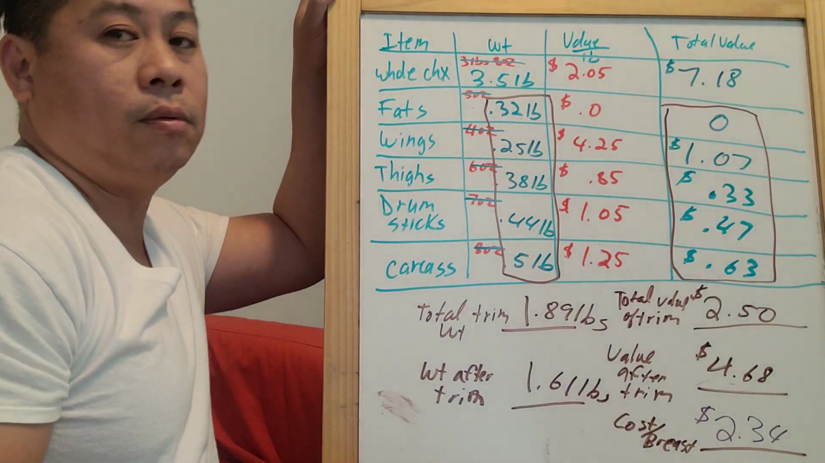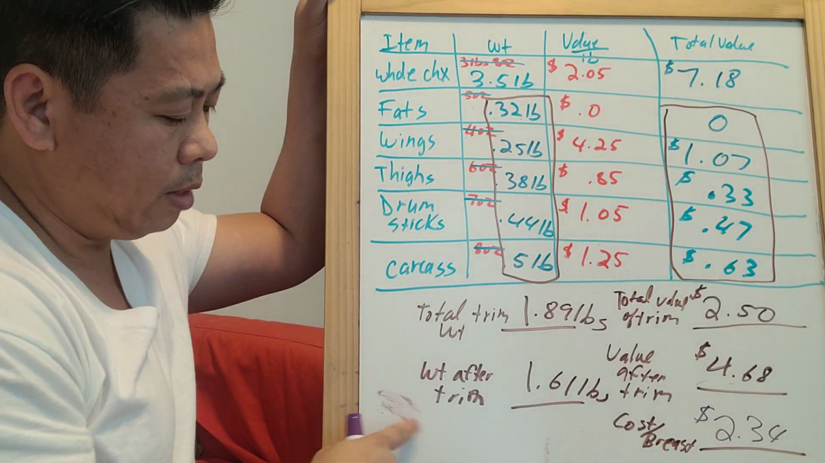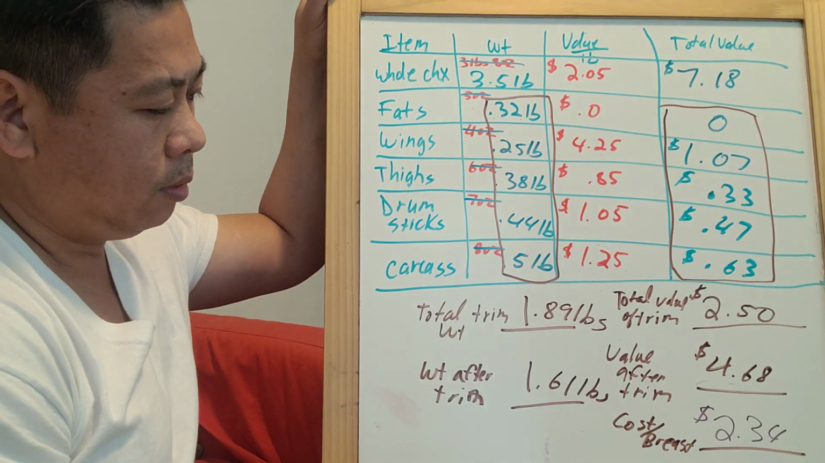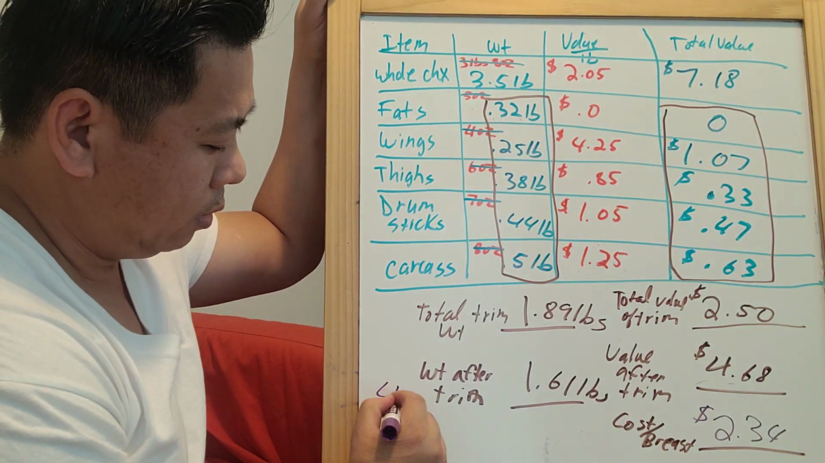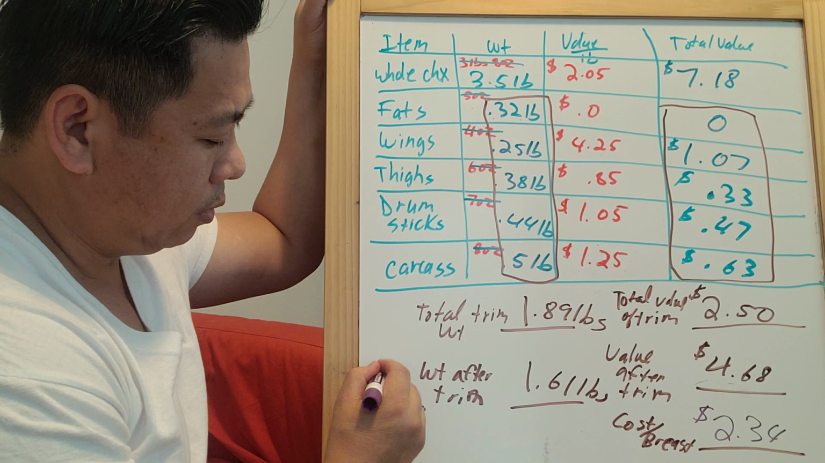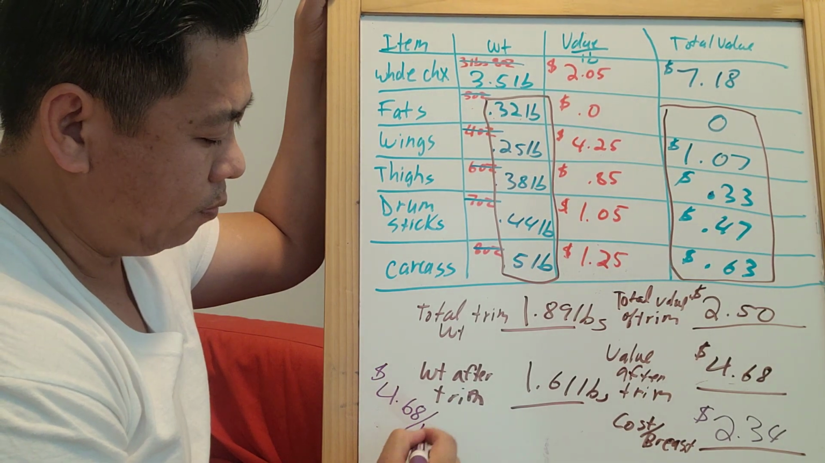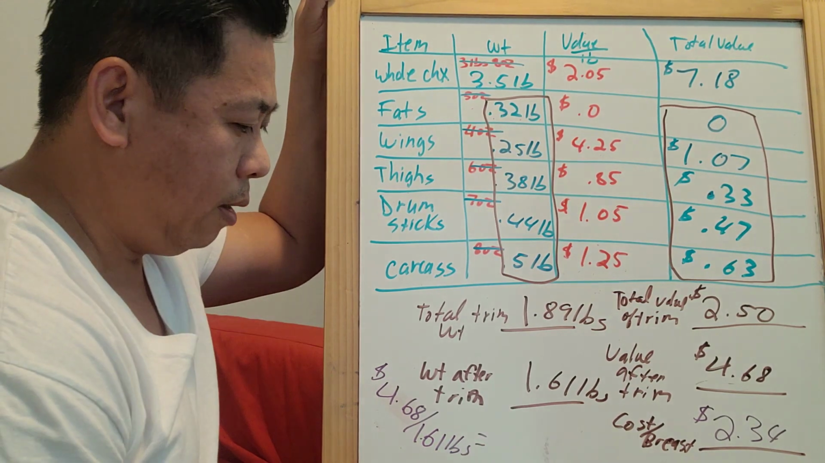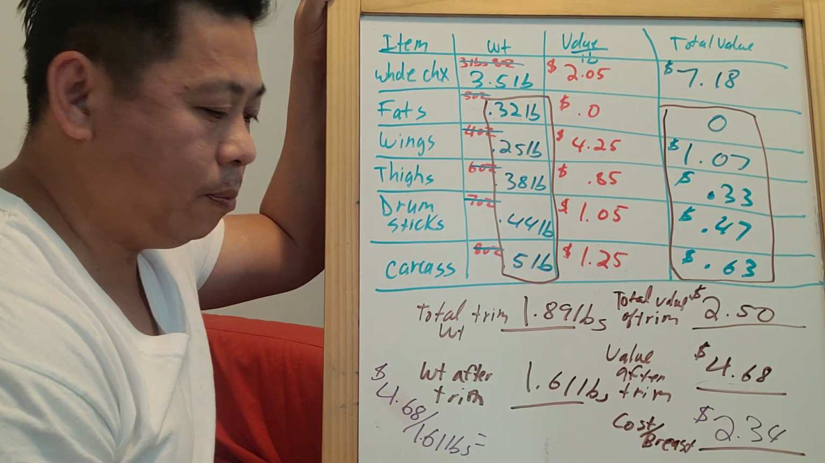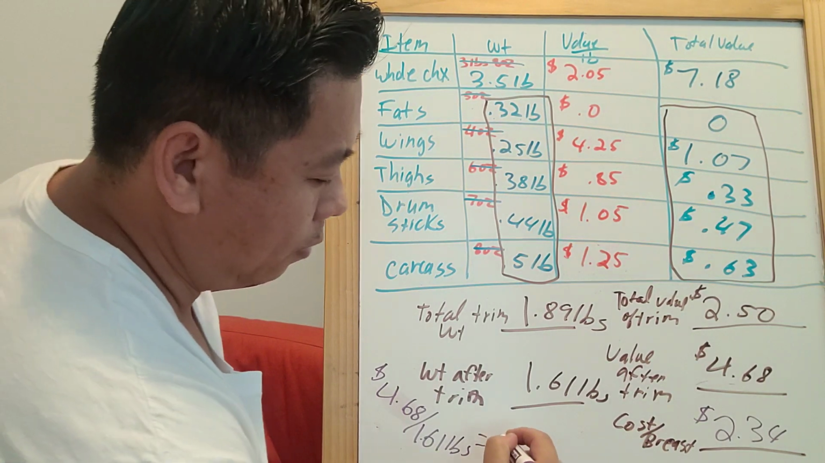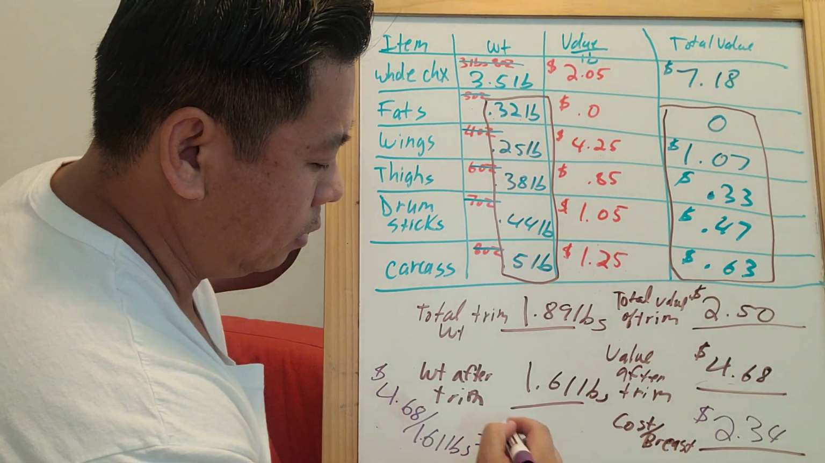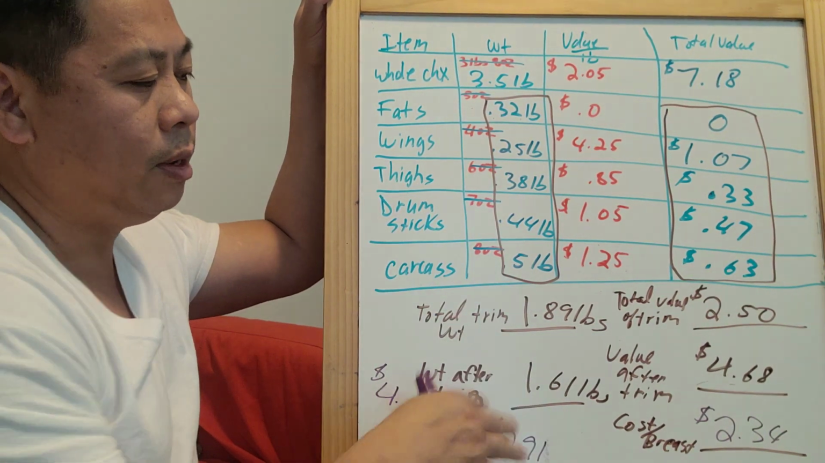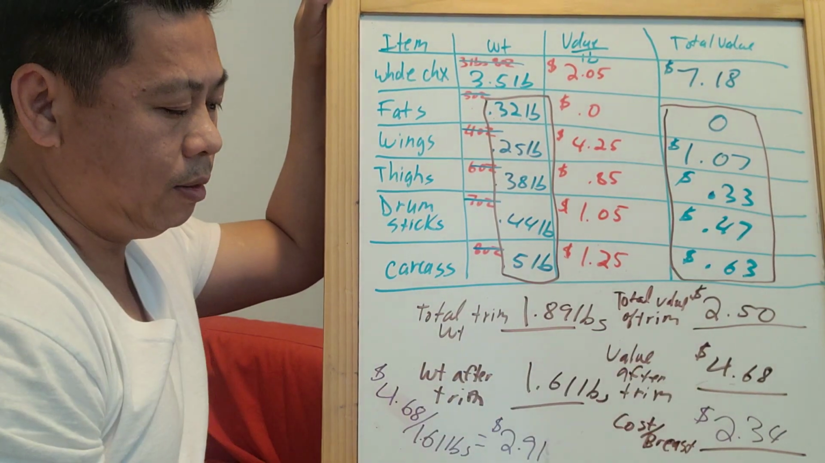for chicken breast. Now, if you do it the other way around, let's say you want to figure out how much it costs per pound for the chicken breast. So it's $4.68 divided by 1.61 pounds. And that per pound cost would be $2.91. That's per pound. I'm just adding more to this right here just to give reasons for that.